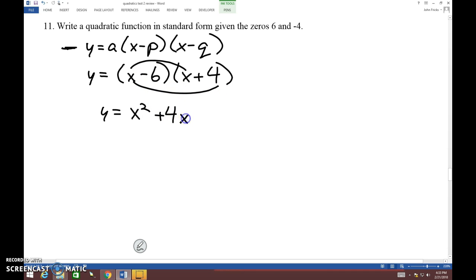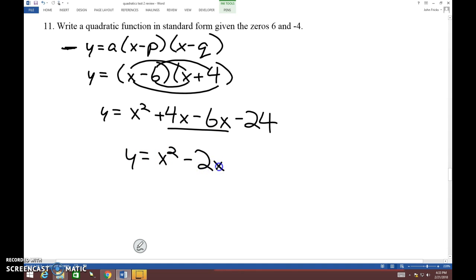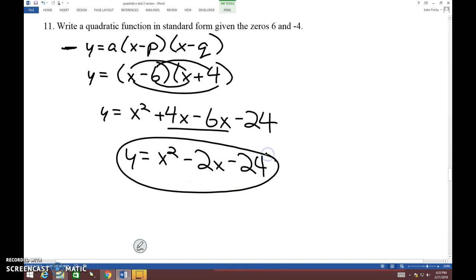We've got the insides, which is negative 6 times x, which is negative 6x. And then negative 6 times 4 is going to be the last, which is negative 24. To finish this out, just combine the two middle terms, and we've got y equals x squared, and then 4 minus 6 is going to be negative 2x minus 24. And that should take us back into standard form, which is what the problem was asking, right?